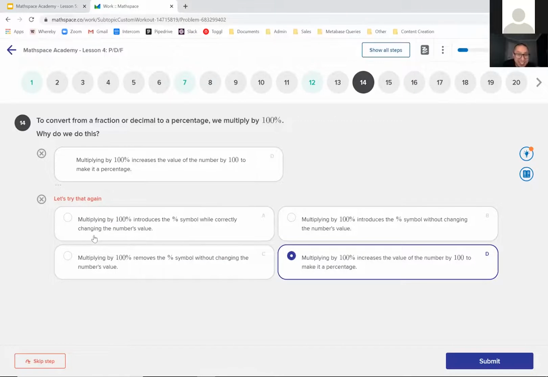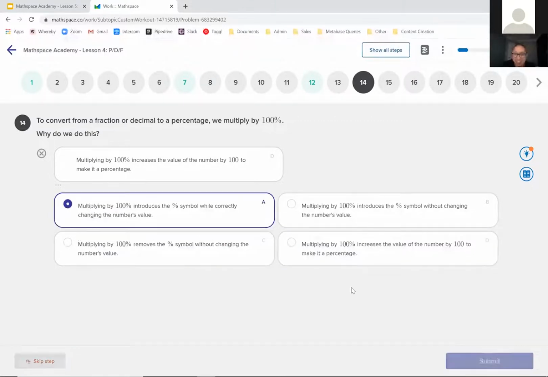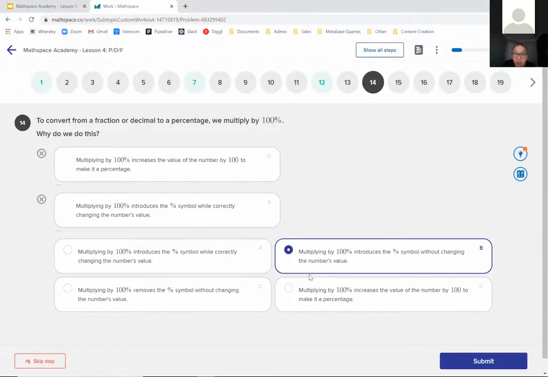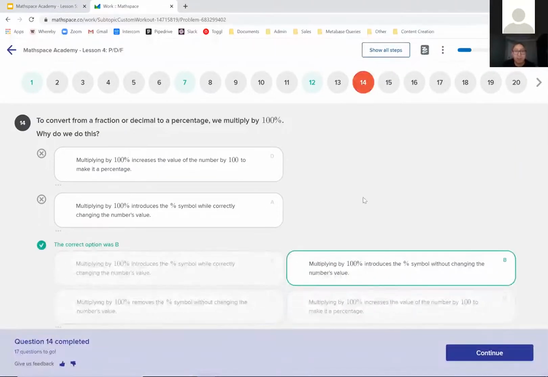Oh, yes, it's A. It's not even A. What is this? It must be B then. Oh, hang on. What are we doing? From a fraction to a decimal, or decimal to percentage? It must introduce the percentage without changing the value. Yeah, oh, sorry, it is that one. Oh, wow, it was B.